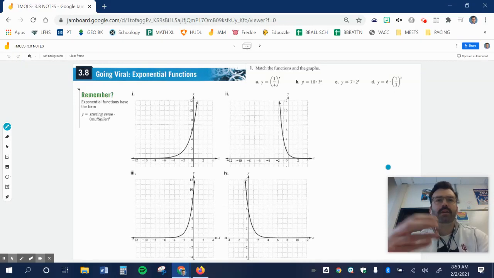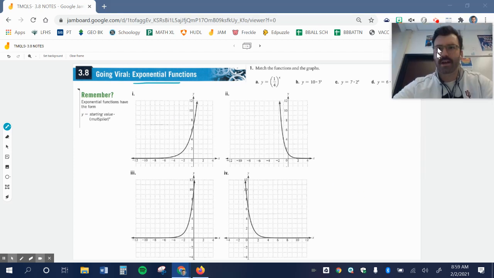All right. 3.8, let's go. We're doing exponential functions here today. All right, this is our explore for the day. I just want to, there's a reason I took this little snapshot out of here.